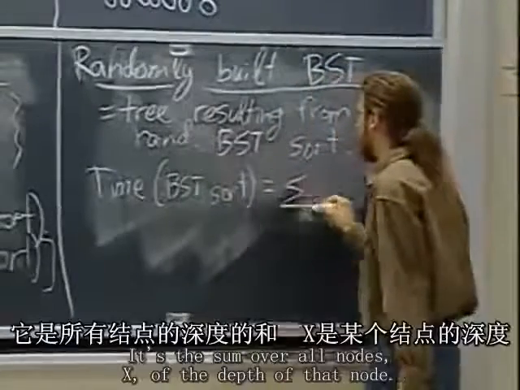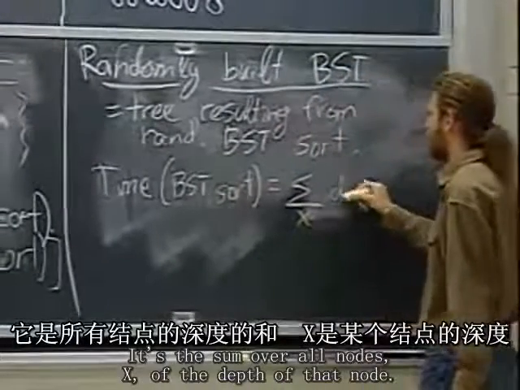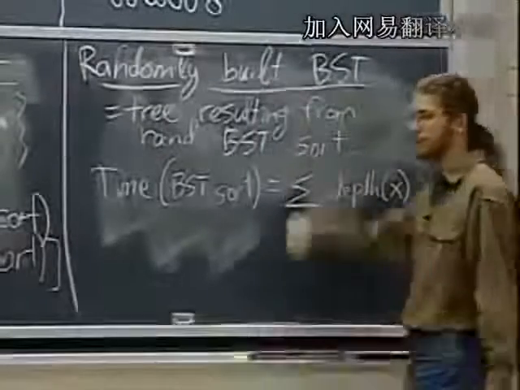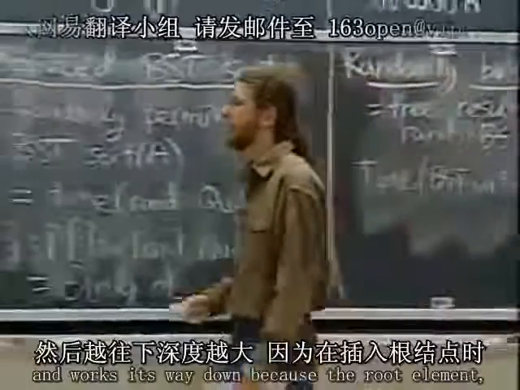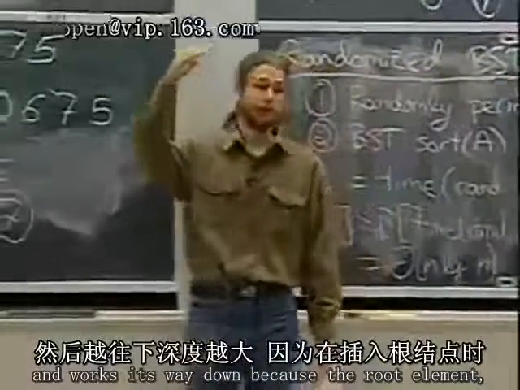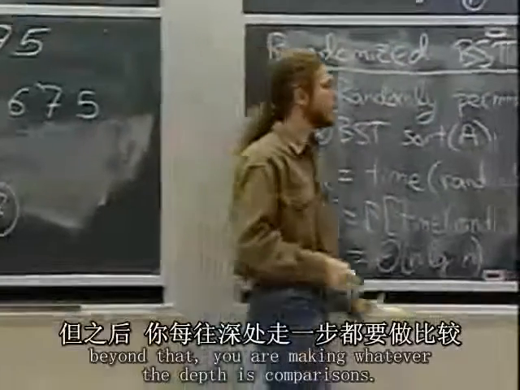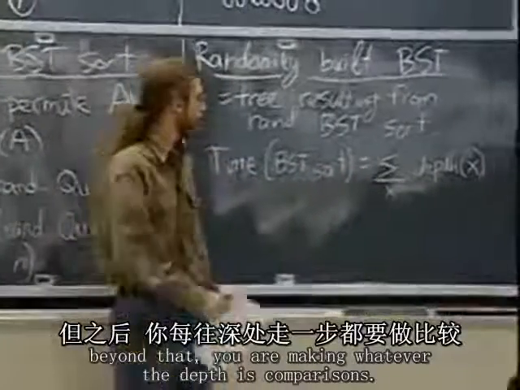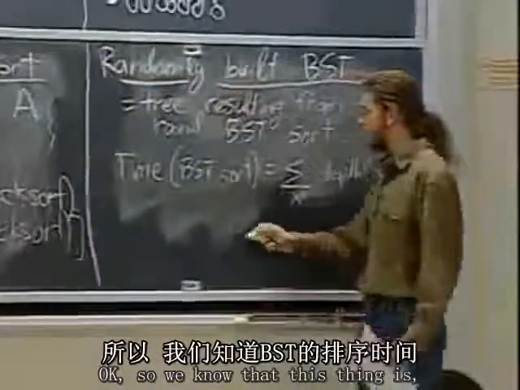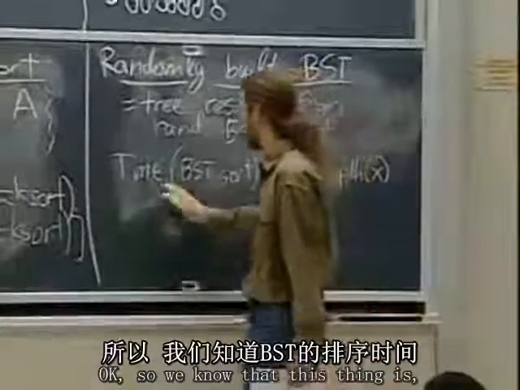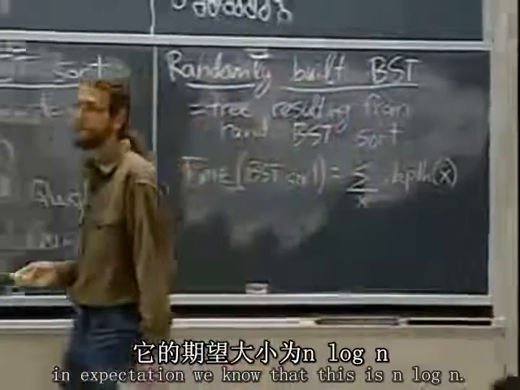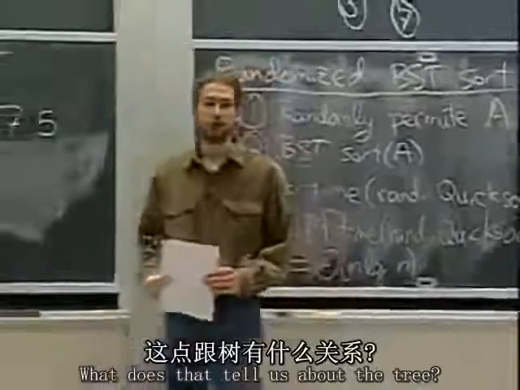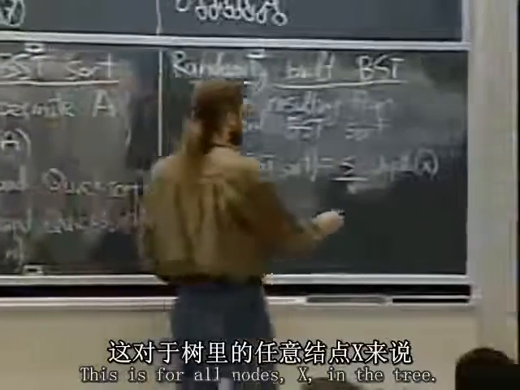It's the sum over all nodes x of the depth of that node. Depth starts at 0 and works its way down, because for the root element, you don't make any comparisons. Beyond that, you're making whatever the depth is comparisons. So we know that this thing is, in expectation, n log n. What does that tell us about the tree? This is for all nodes x in the tree.